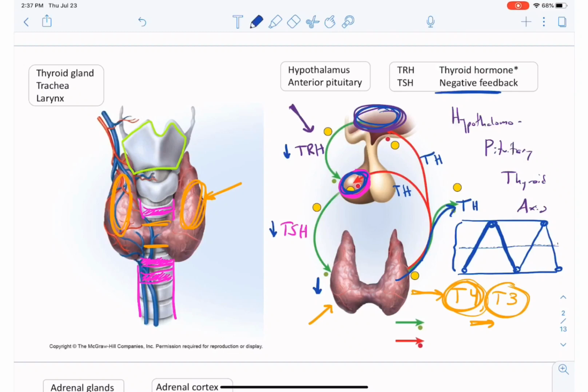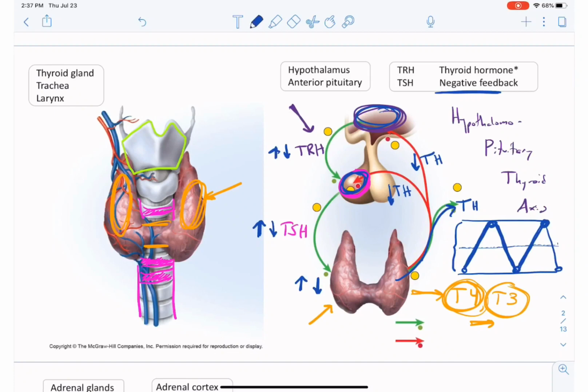But then eventually, you reach a low point. Circulating levels of thyroid hormone are reduced. And when they're low, that's when the negative feedback turns off, or is more depressed. And what does that do? That allows levels of TRH and TSH to go back up, which causes increased stimulation of the thyroid gland, which causes circulating levels of thyroid hormone to go back up until it reaches this upper range again.